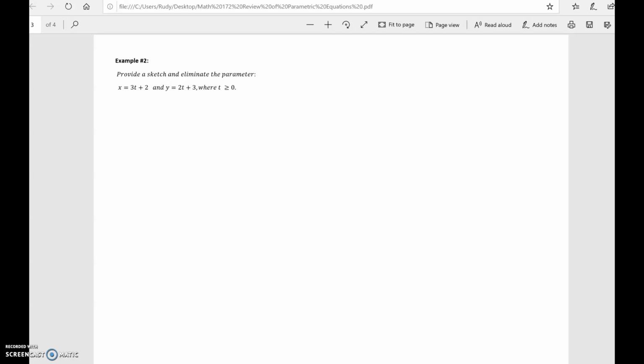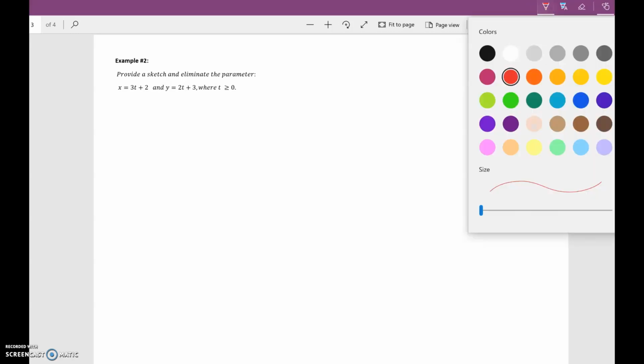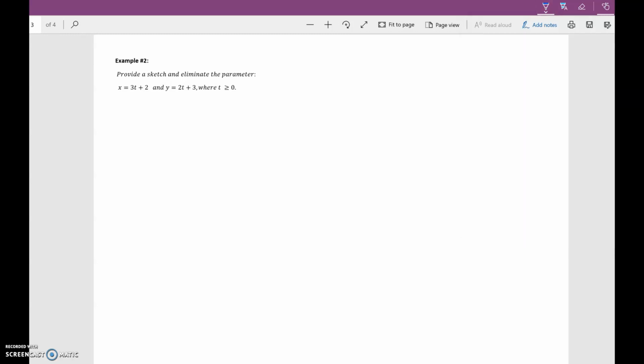Hi class, let's take a look at example 2. In example 2, it's the same as the previous problem. They want us to provide a sketch and eliminate the parameter. Now, not on all the actual problems are you going to be able to eliminate the parameter, and the main idea with the review is just to provide these sketches, since we're going to be calculating areas and then doing rates of change within the parametric equations.